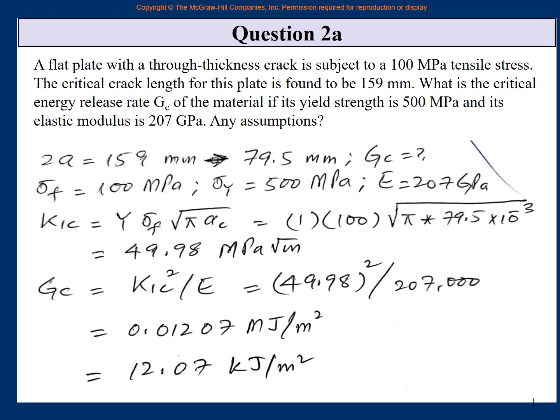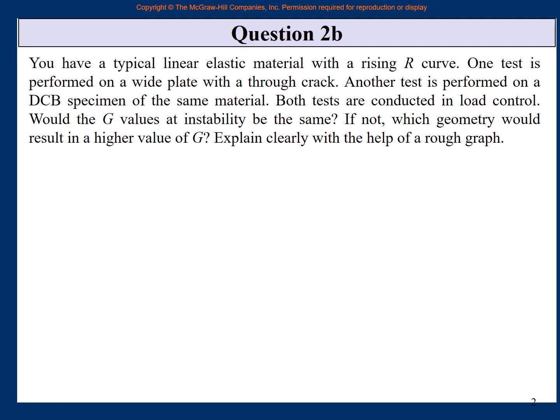Let's go to the second part of question 2. Question 2B. You have a typical linear elastic material with a rising R curve. One test is performed on a wide plate with a through crack. Another test is performed on a DCB specimen of the same material. Both tests are conducted in load control. Would the G values, the energy release rate, at instability be the same? If not, which geometry would result in a higher value of G? Explain clearly with the help of a rough graph.